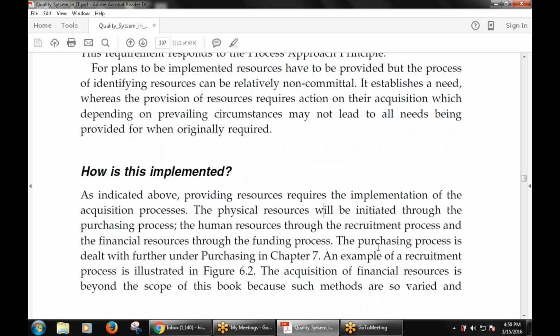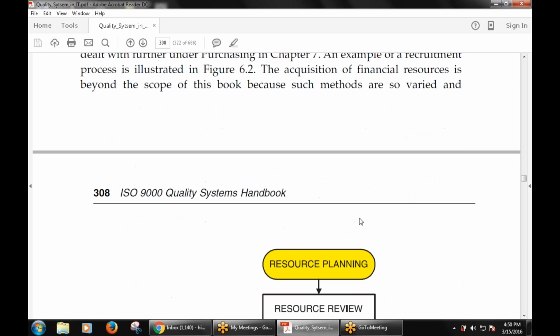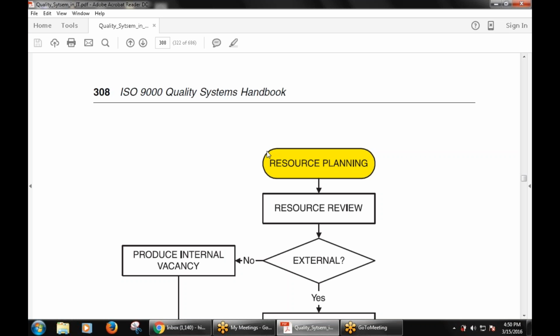The purchasing process is dealt with further under purchasing in a later chapter. This is the resource planning. There is a resource review.